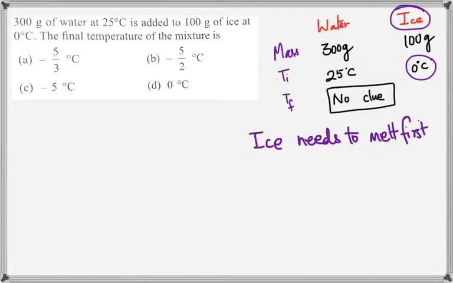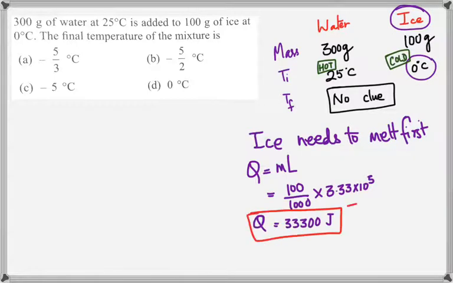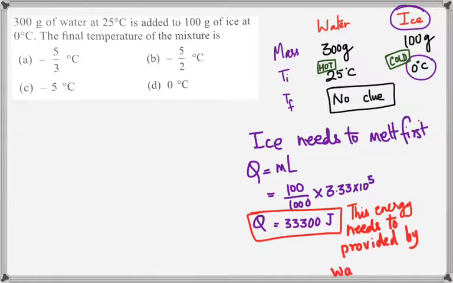Okay, so ice needs to melt first. First we identify hot and cold object. Ice needs to melt, so we'll first calculate how much energy ice needs to melt, by applying Q equal to mL. We get it as 33,300 joules. This energy needs to be provided by water to melt all the ice. Remember, all the ice. If all the ice is not melting, that means final temperature will remain 0 degrees Celsius. This is the key point.